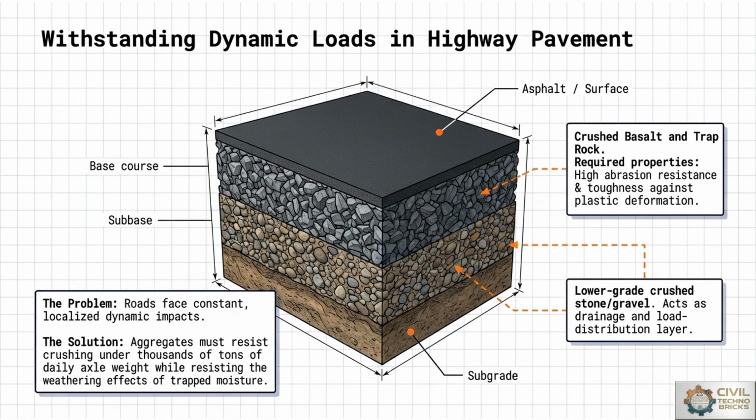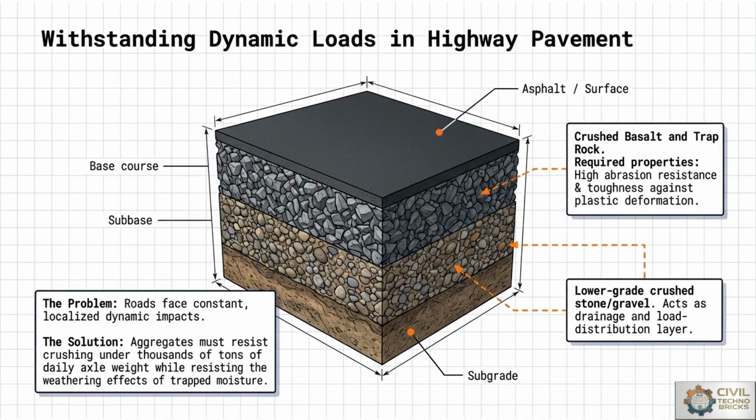Owing towards the withstanding dynamic loads in highway pavement. So, highway pavements are subjected to continuous dynamic loads or moving loads from moving vehicles and environmental impacts or effects. Likewise, n number of layers are constructed for the flexible type of pavements in highway construction. The problem is that the road faces constant localized dynamic impacts. So we have to sustain those impacts. The solution is aggregates must resist crushing under thousands of tons of daily axial weight while resisting the weathering effects of trapped moisture.